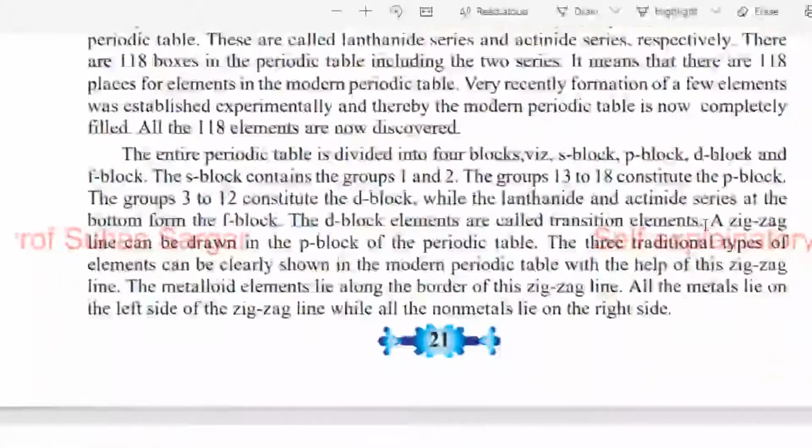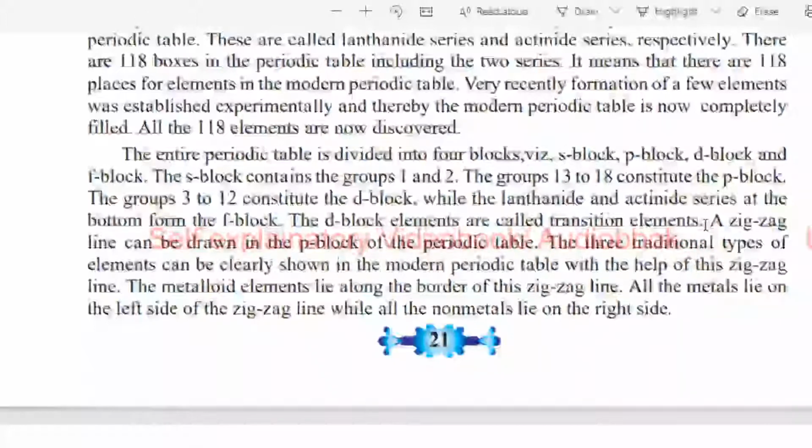The entire periodic table is divided into 4 blocks, as the S block, P block, D block and F block. The S block contains the groups 1 and 2. The groups 13 to 18 constitute the P block. The groups 3 to 12 constitute the D block, while the lanthanide and actinide series at the bottom of the table form the F block. The D block elements are called transition elements.